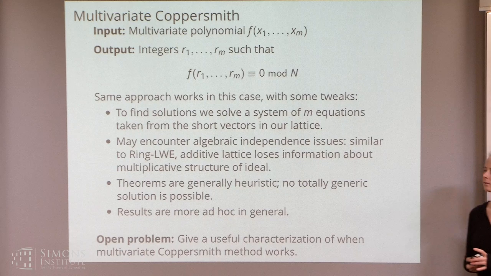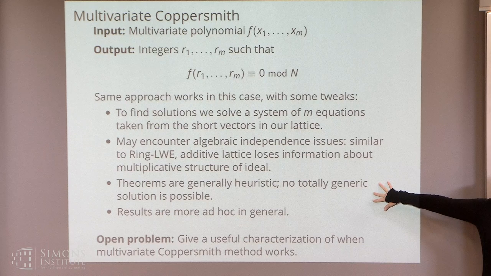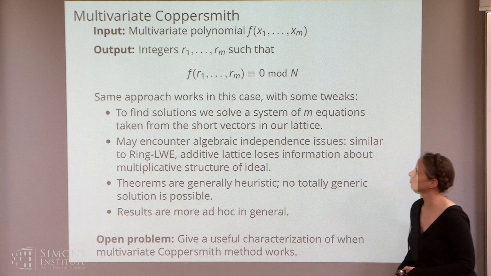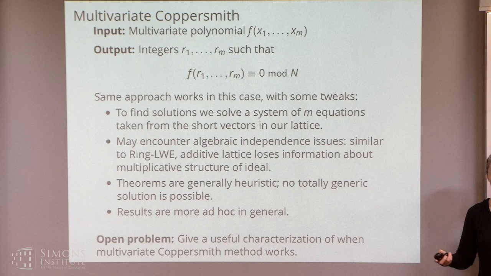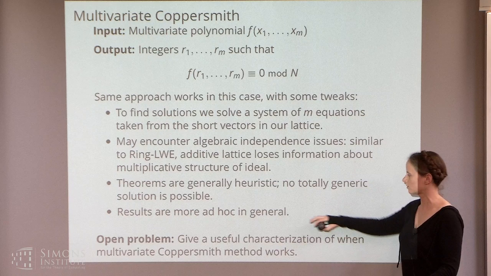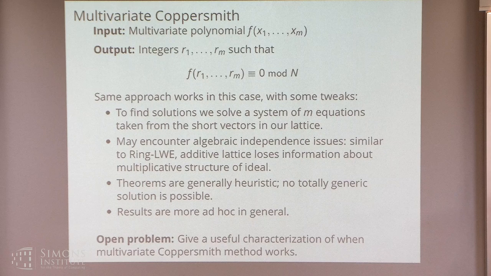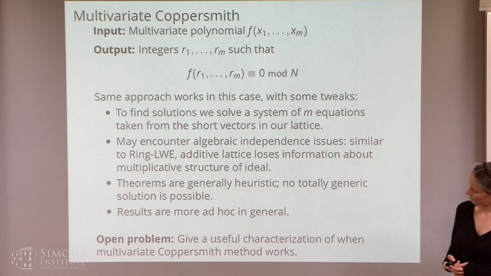Theorems are totally heuristic, so no totally generic solution is possible. You can write down multivariate polynomials that just have infinite numbers of solutions, so you just can't do it. But in many of the cryptanalytic cases that we care about, there should be a unique set of solutions, and so you would hope to be able to find them. You can sometimes. So the results are essentially totally ad hoc. People have tried to give useful characterizations for when multivariate Coppersmith works, and none of them seem that satisfying. They're all very ugly. I'm sorry if it's your work.